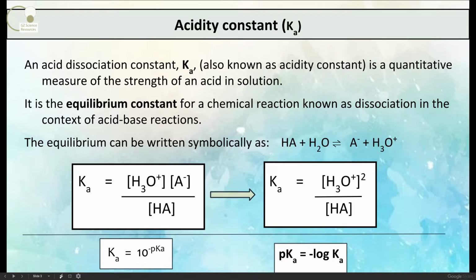We learned about something called the acidity constant. Guess what? We're going to learn about something called the basicity constant, or the base K constant. Cool. KB, K sub B. That's what we're going to learn about today. Okay, so what is Ka?